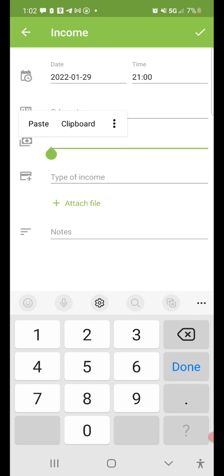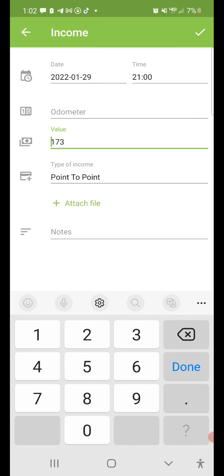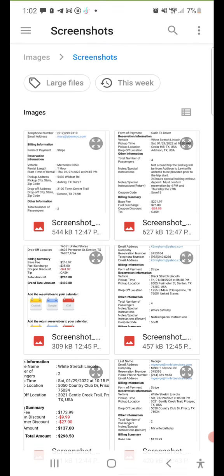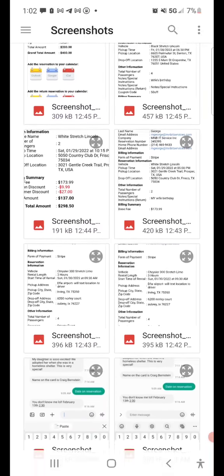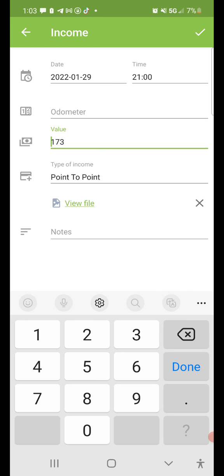173. So we use the gross amount because then we're going to add those expenses, and that's what's going to make it come off. So point to point, attach the file, which is this one. So you see we put the 137 as the income, not the 173, because then when I add the expenses, it's going to equal that. And we want to be able to categorize the expenses. So we've got a $9.99 and $27 discount.